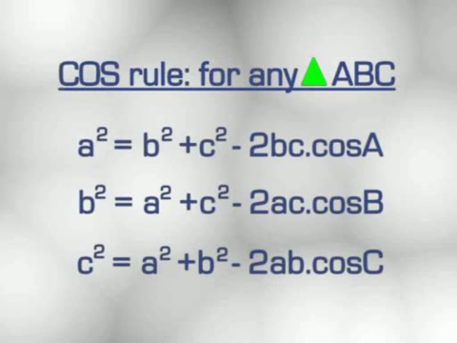Let us take a look at the cos rule. The cos rule states that in any triangle ABC, A squared, that is the side A squared, is equal to side B squared plus side C squared minus 2BC cos A, or B squared is equal to A squared plus C squared minus 2AC cos B, or C squared is equal to A squared plus B squared minus 2AB cos C. Let us take a look at the proof of that.